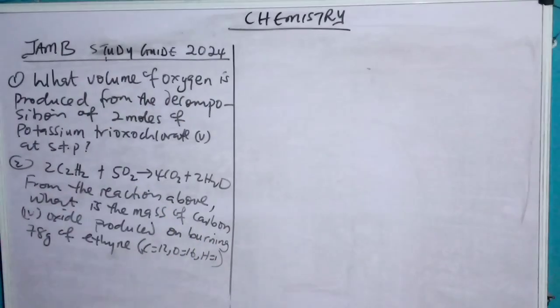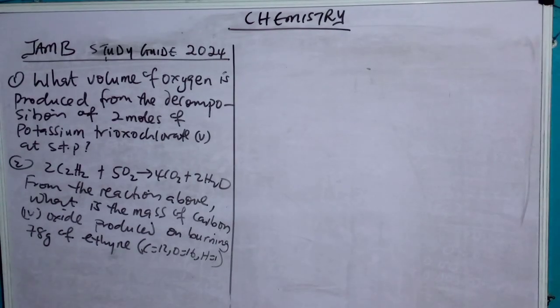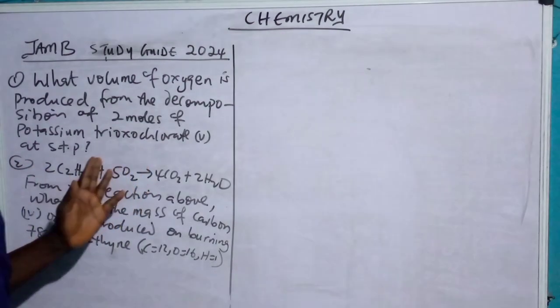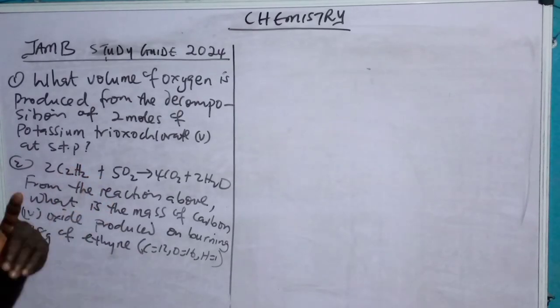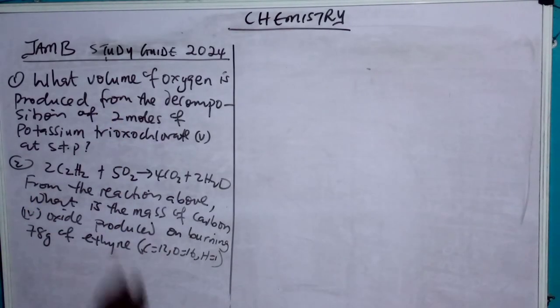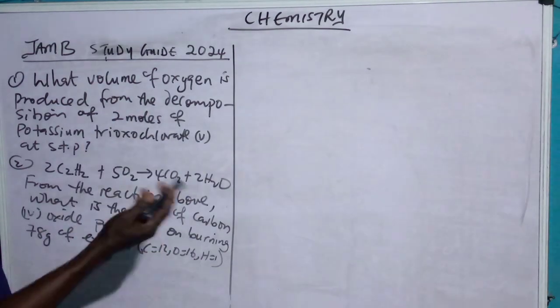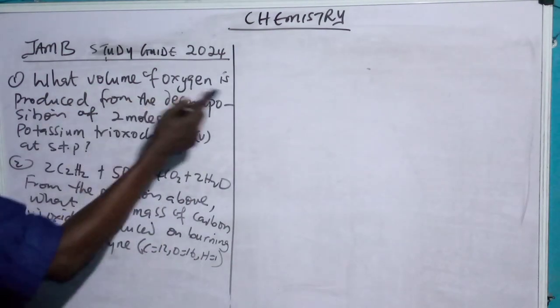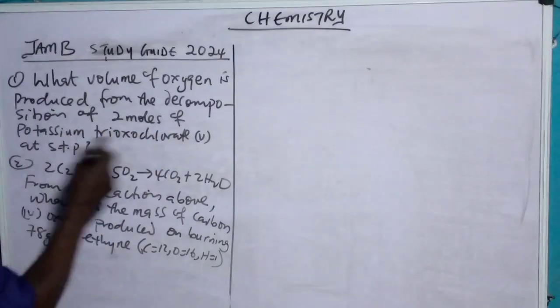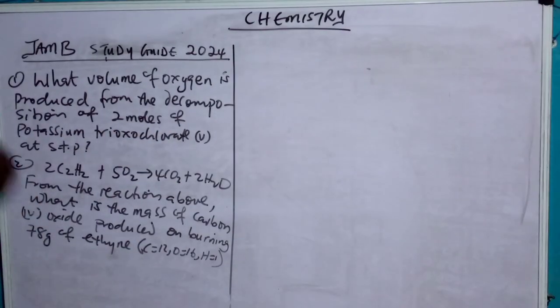What you have here, there are basically two questions, and from my experience, these ones are from mass and volume relationship. There's no way you can write JAMB without having questions under this topic. So this question that I've carefully selected is what we are going to tackle. What volume of oxygen is produced from the decomposition of 2 moles of potassium chlorate (KClO3) at STP?